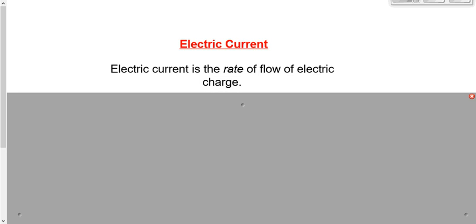Static electricity is the buildup of electric charge. Current electricity is the flow of electric charge. Specifically, we're going to define current electricity as the rate of flow of electric charge. Now, when I say that, know that I don't mean the speed of the charges. I'm not talking about how fast the charges are moving. I'm talking about how many charges are moving per second.